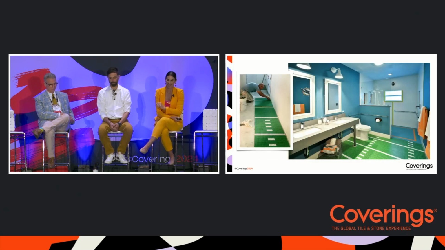This is the finished product here. It was a lot of grout, a lot of color, a lot of tile. But for me, I think it's always fun to be able to have fun with your tile and never be afraid of using multiple materials, multiple colors, multiple grout colors, all of that.